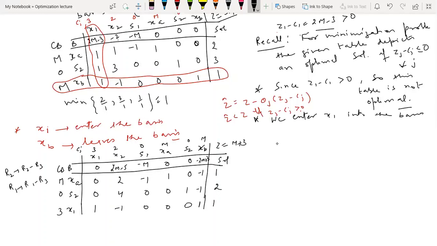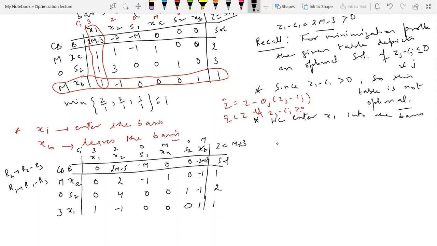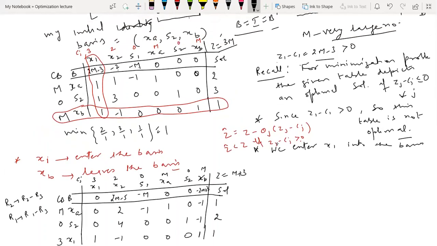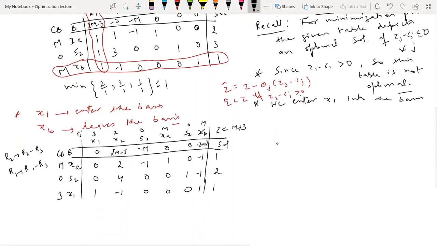So you can see we have really improved our value from 3 times m to m plus 3. So say if my m is 1 million, the value of objective function was 3 million, but here it is 1 million and 3. So this is substantially small number as compared to the previous one. So I have improved my objective function. Now I have to see whether I can improve further.